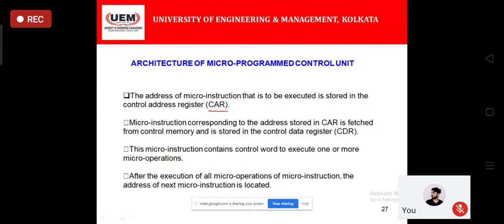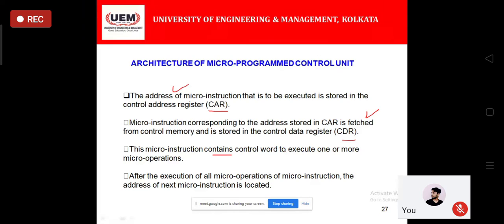So what is the CAR, what is the CDR? That is explained here. The address of the microinstruction is stored, and the data that you have fetched is stored in the CDR. The microinstruction contains many control words that can be used for executing multiple operations. After the execution, it is going to generate certain control signals, maybe some read signal, some write signal, some transfer signal, some controlling signals, after the execution of this type of instruction or set of microprogram.